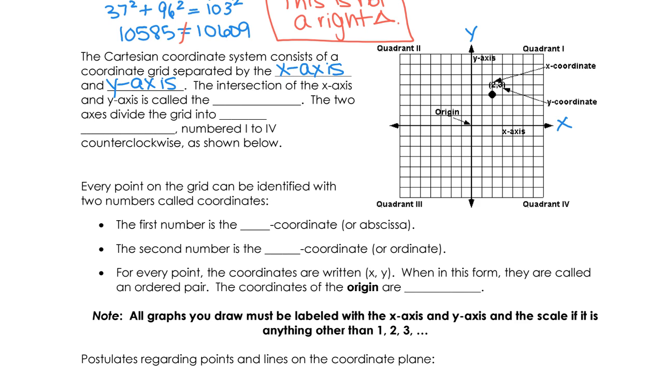Okay, the intersection of the x-axis and the y-axis happens right in the middle of our graph, and that point is called the origin. Okay, it has coordinates of 0, 0. Okay, the two axes divide the grid into 4 quadrants. And they're numbered 1 through 4. And they're numbered in Roman numerals. Okay, kind of important that you use Roman numerals as well.